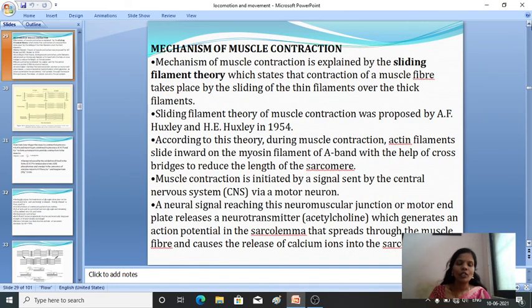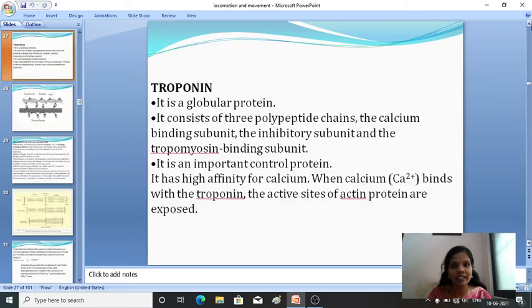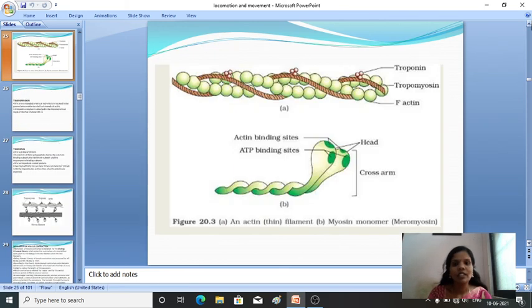Hello students. In the last class, we discussed the types of movements and the types of locomotion exhibited by different animals. Then we studied muscles, what a muscle is and the types of muscles. Then we discussed the structure of actin and myosin, right? Structure of actin and myosin.